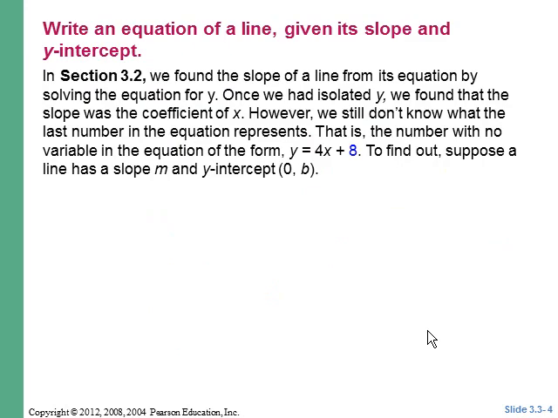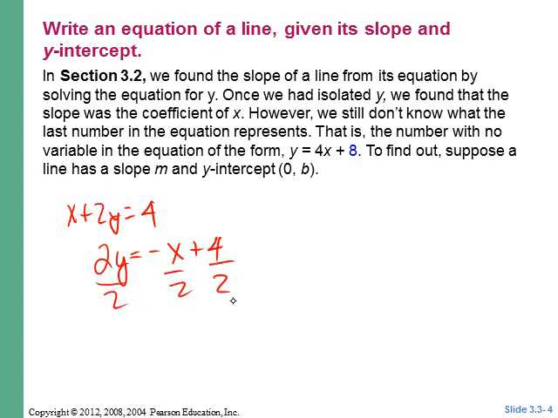Once we isolated the y, we found that the slope was the coefficient of x. So one way that we could find the slope of the line is, if you remember from last section, if we had something like x plus 2y equals 4, if we get the y all alone, so first off we're going to subtract x from each side and then divide both sides by 2, we get y equals negative 1/2 x plus 2. This would be the slope, and this is the y-intercept.